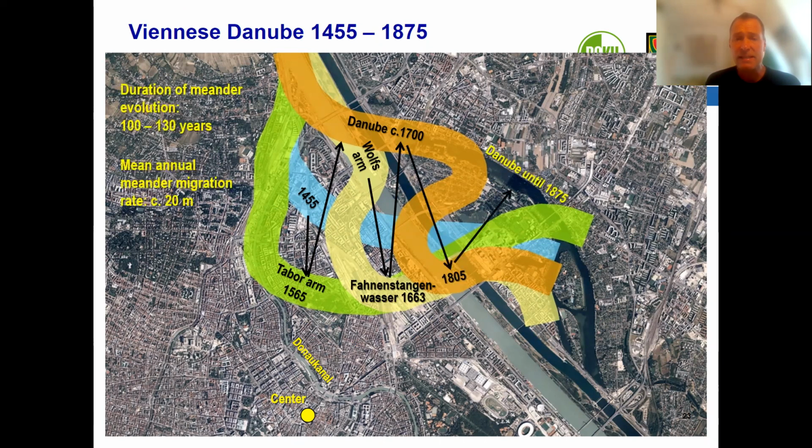As we can see, since the middle of the 15th century till 1875, there were several phases of meander evolution. One phase lasted for 100 to 130 years, and the mean annual meander migration rate was approximately 20 meters per year.